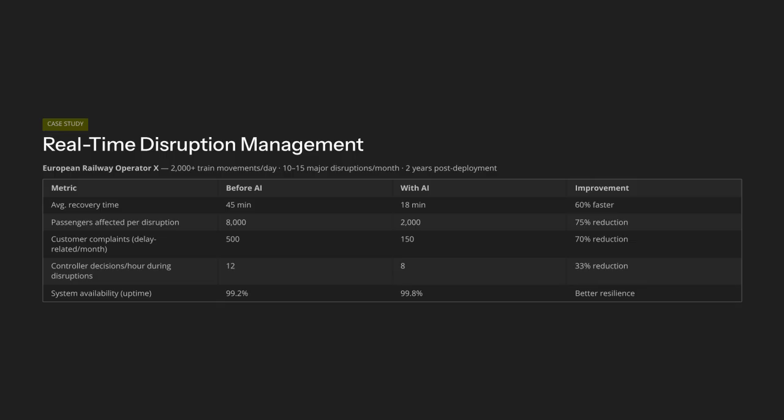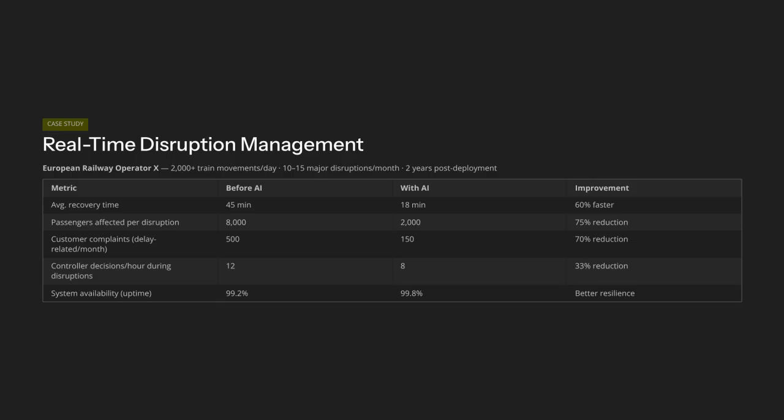Sixth, integration with signaling. Before any recommended action was presented to the controller, it was validated against the interlocking. Only feasible actions appeared on screen. The controller was never presented with a recommendation that the signaling system couldn't safely execute. So, what happened after 2 years of operation? The results were significant.